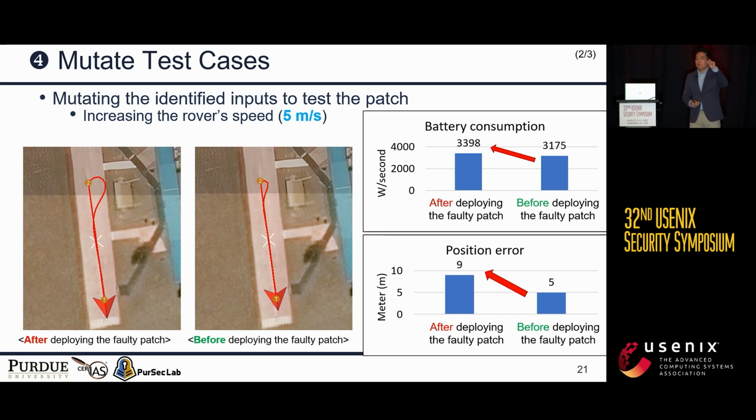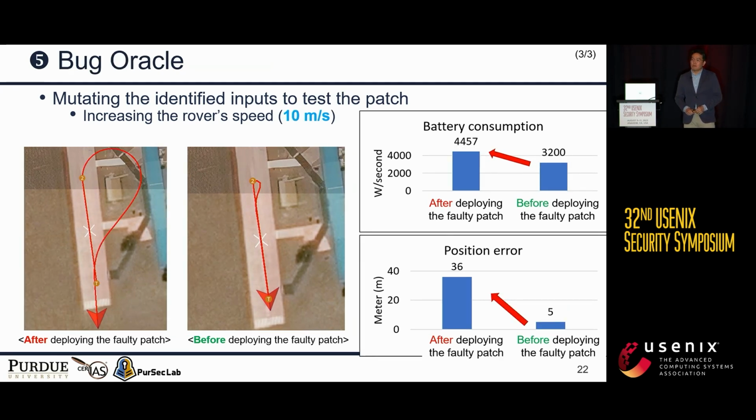At this point, PatchVerif noticed this negative impact of the patch code, and then decided to keep increasing this ground speed, such as to 10 meters per second. As a result, the patched version shows more increased position error and battery consumption. At this point, PatchVerif concluded, okay, this given patch code snippet is faulty. Why? This is because only the patched version shows negative impact compared to the unpatched version.